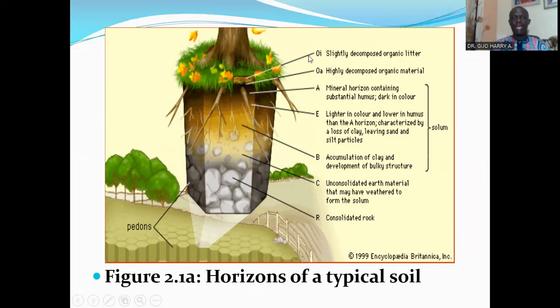At the top, we have the O horizon. The O horizon is further divided here into Oi and Oa. Just as we have said already, the O horizon is a layer that contains organic matter. So it has slightly decomposed organic litter, which includes leaf litter and even dead organisms, animals that are on the surface of the soil. And it also has some highly decomposed organic material.